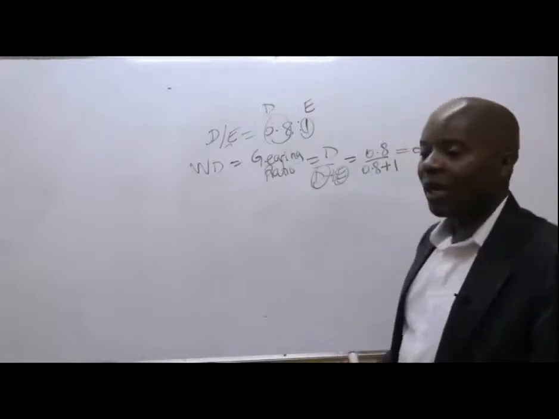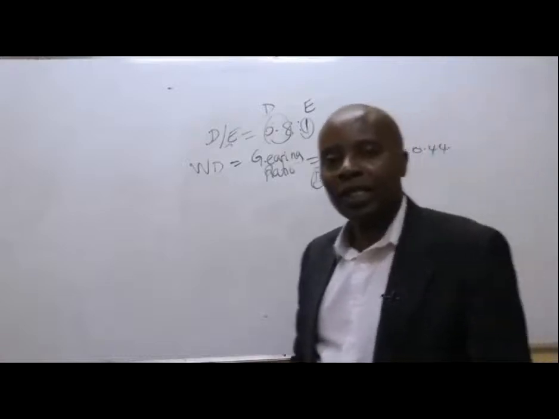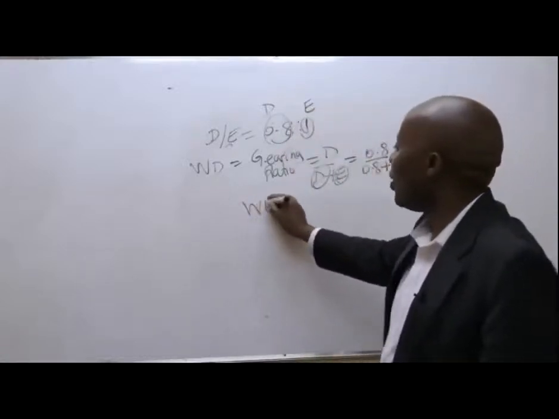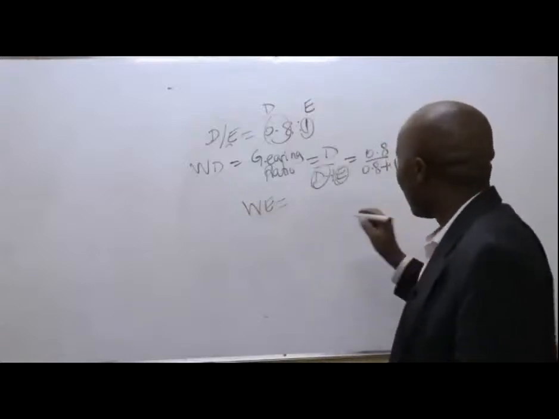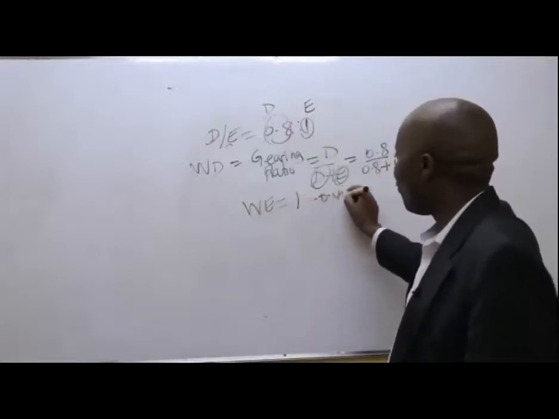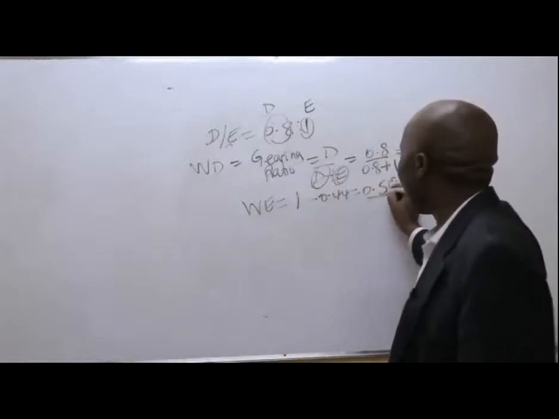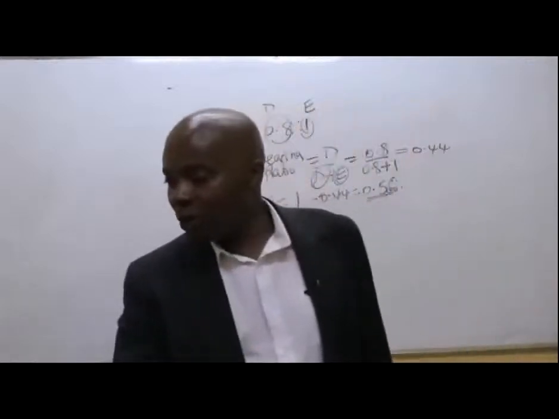Ladies and gentlemen, having gotten weight of debt, getting weight of equity is just like a walk in the park. It's a simple thing. So weight of equity will be 1 minus 0.44. That is how these students were able to get 0.56 like that.